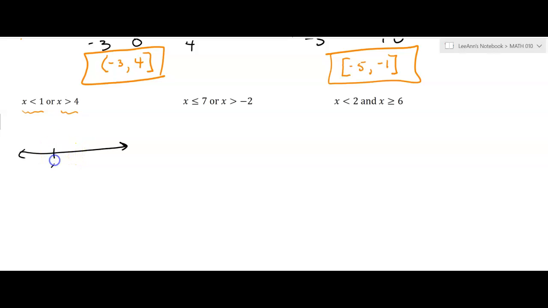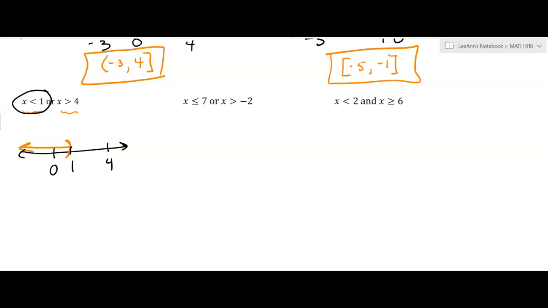They don't both have to be true. And means they both have to be true. So let's look at what this means. We're talking about this part here. X is less than 1. So we're talking about putting a parenthesis here at 1. And then we're talking about all the numbers less than 1. All those numbers are less than 1.